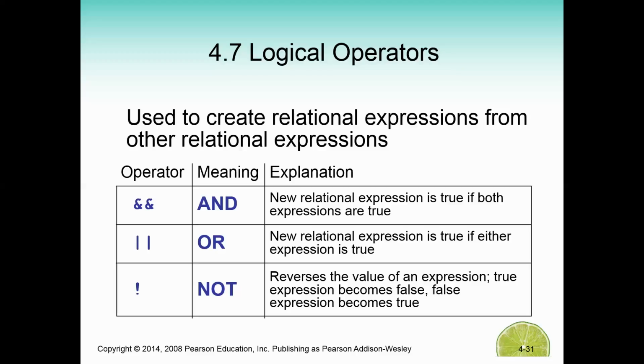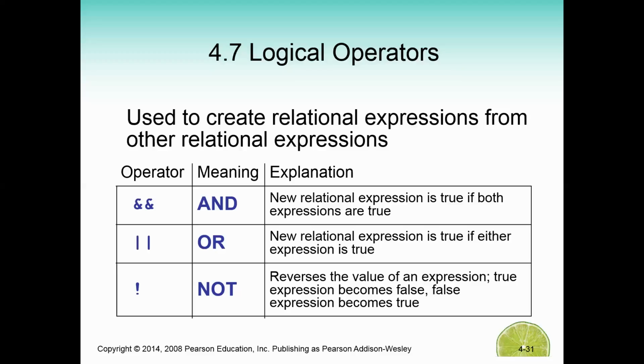The AND is indicated with this operator, 2 ampersands. The OR operator is indicated with 2 vertical lines. And the NOT operator is indicated with the exclamation mark. With the AND, the new relational expression is true if both expressions are true. So I'm going to have 2 expressions in parentheses, and I'm going to have AND. Both expressions must be true in order for the whole expression to be considered true.